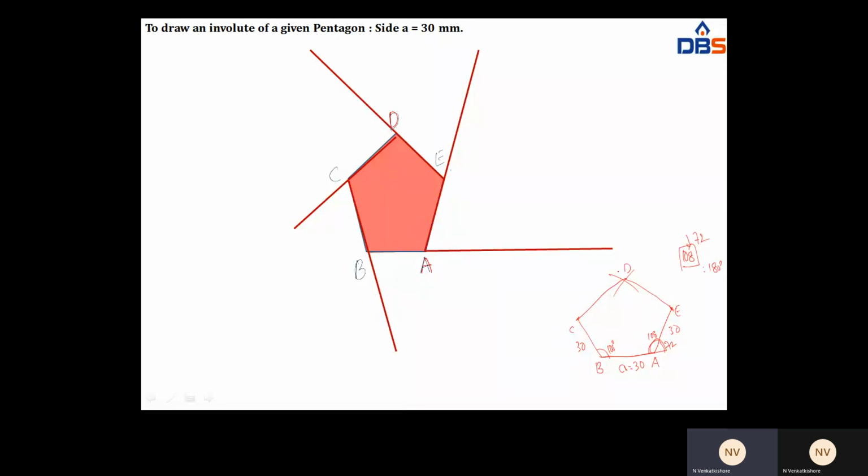So once again, I am explaining. Firstly, draw a straight horizontal line. Name the points A, B, C, D, whatever it is. Starting points A, B, whose length is the given side of the pentagon. AB is equal to 30.